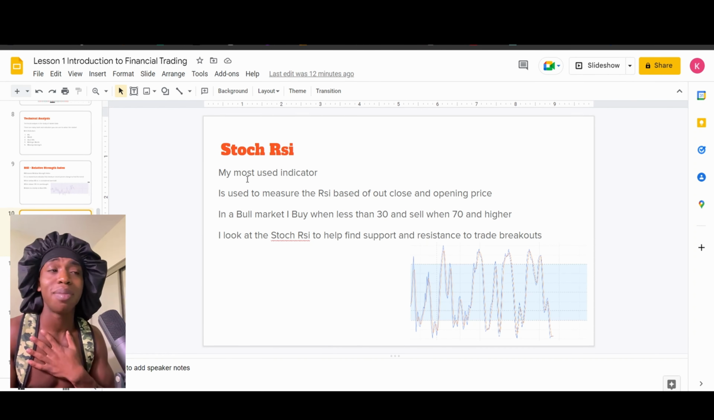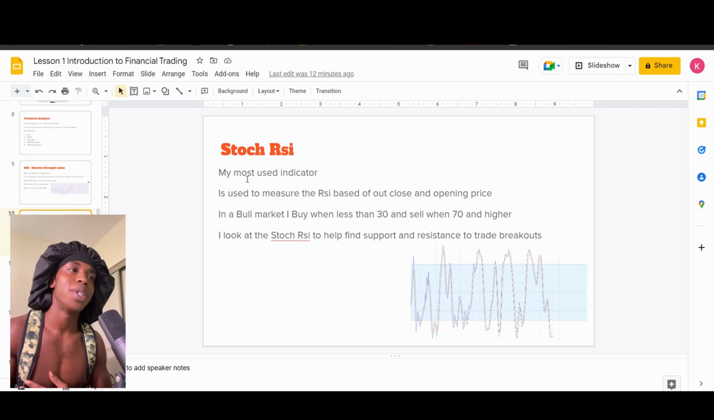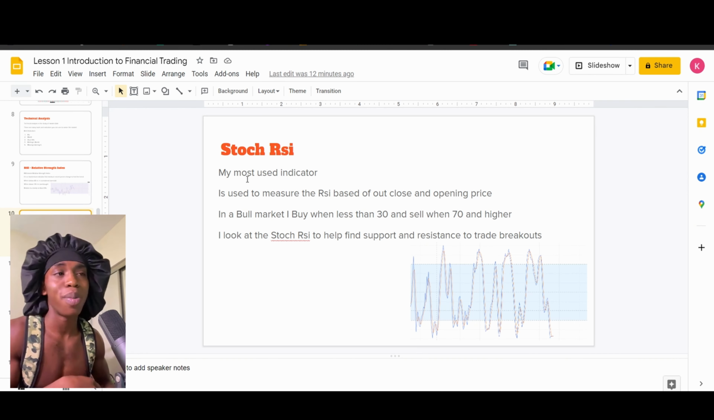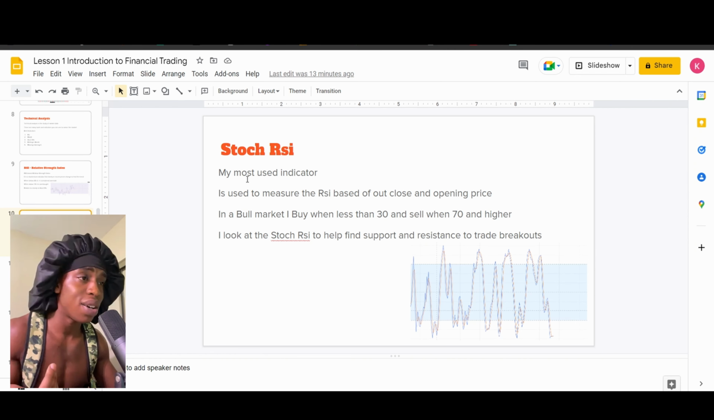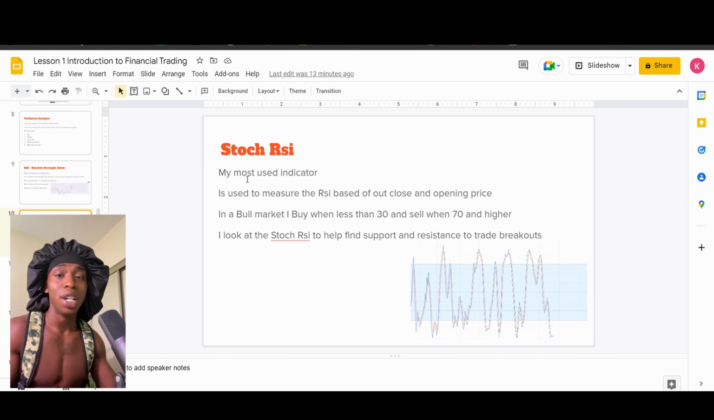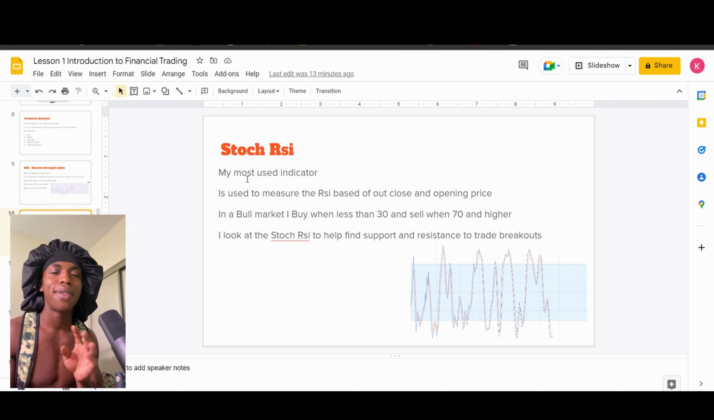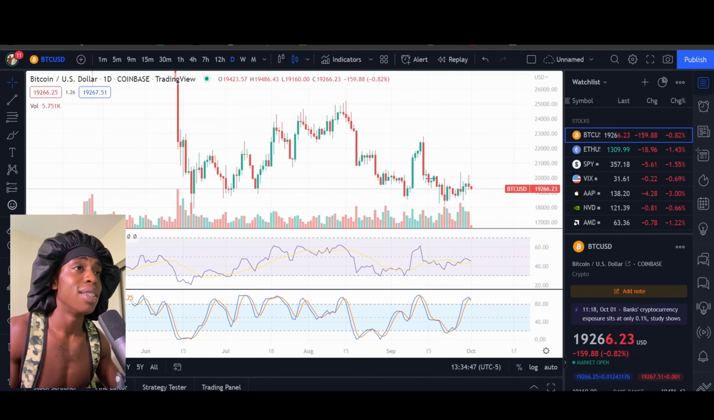So stock RSI is my most used indicator. It's used to measure the RSI based on the closing and opening price. In a bull market, I buy when less than 30 and I sell when 70 or higher. I'm gonna give y'all a little example. I look at the stock RSI to help me find support and resistance so I can trade my breakouts. Without further ado, we're gonna get into the little examples for y'all.